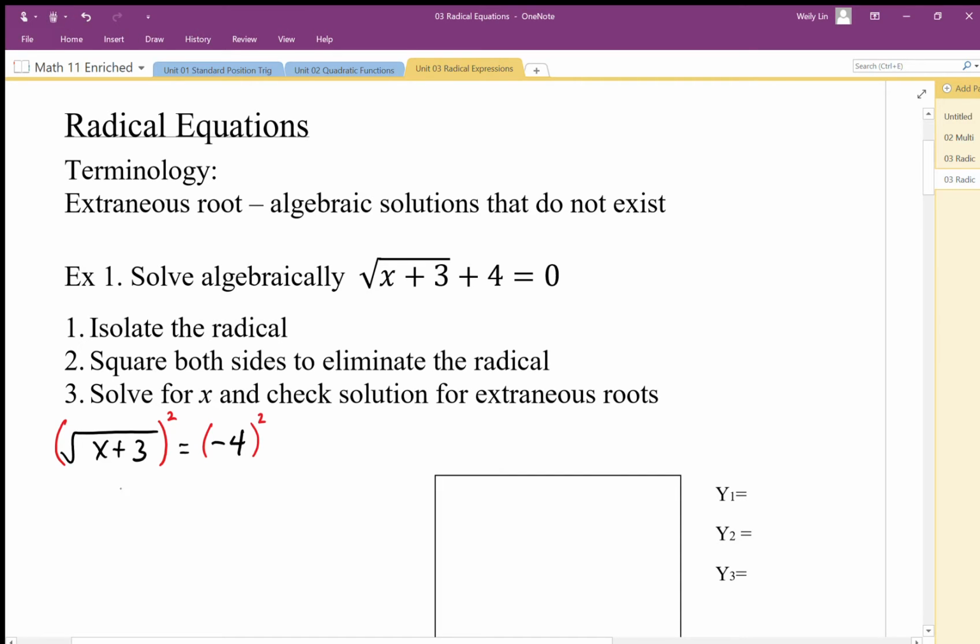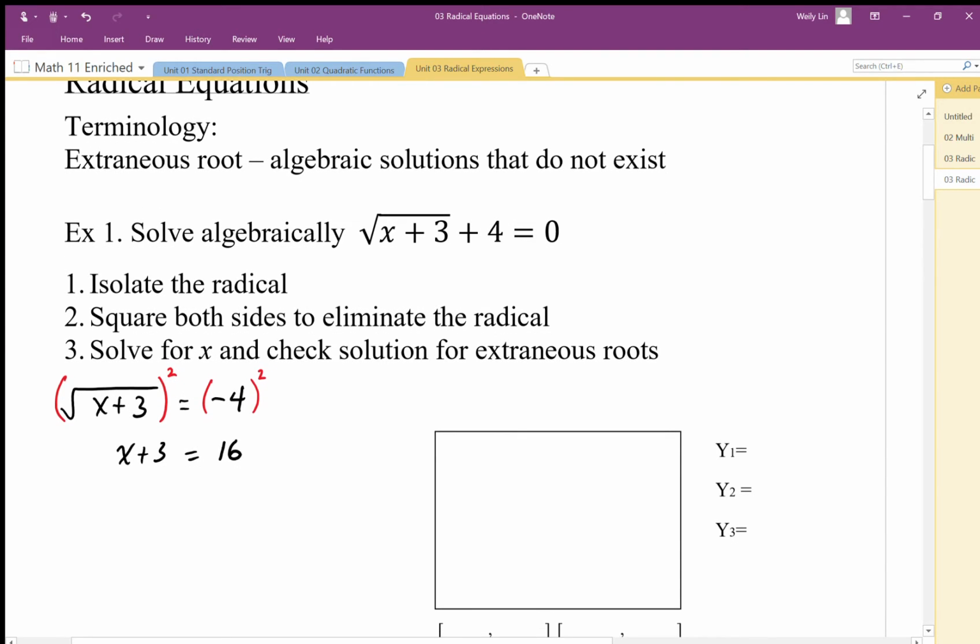Okay, and then we're going to end up with x plus 3 is equal to negative 4 squared, which is 16. And then we're going to solve for x. So we're going to undo the plus with a minus. We're going to subtract 3 from both sides. So we get x equals 13.